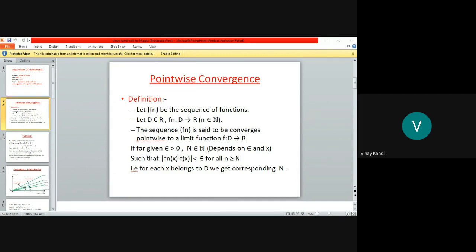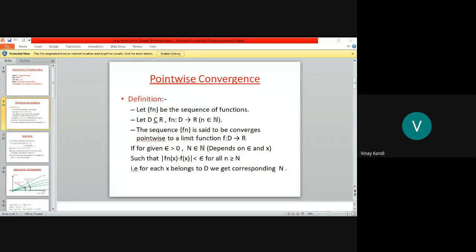This sequence of functions tends to the zero function. Okay, look at here, at the bottom, f of x is equal to 0. So what is the limit of this sequence of functions? F of x is equal to 0. What does f of x equal to 0 mean? This y equal to 0 is the equation of the x-axis. So the x-axis is the equation f of x equal to 0. So this is the limit of the sequence of functions.